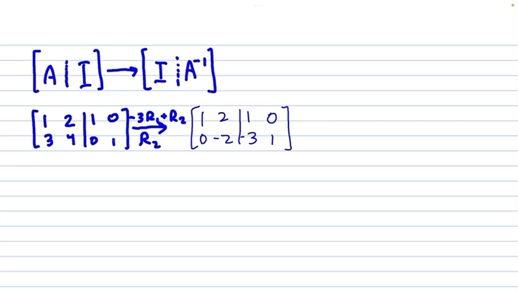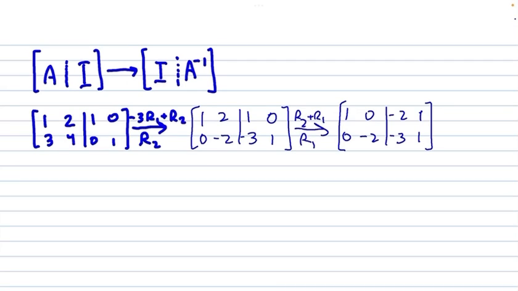Okay, now we still need to make A into the identity matrix. So the next thing I would do, I would add row 2 plus row 1, to give us a new row 1. So now we have 1, 0, 0, -2, -2, 1, -3 and 1.